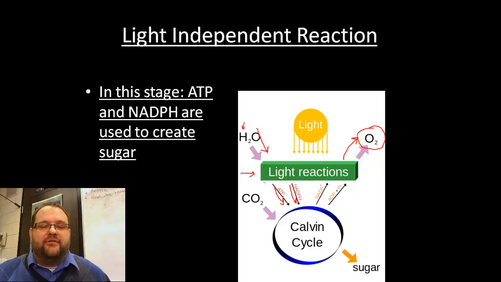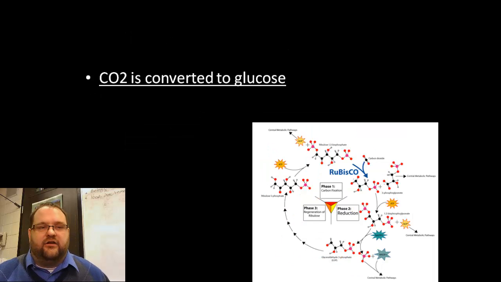But where we really left off is this idea. The whole purpose of the light reaction was to generate energy. The light reaction is a generator. It generates ATP energy and NADPH energy. And that energy goes in to power this Calvin cycle, also known as the light-independent reaction. In the Calvin cycle, we take that energy that we created, and we turn carbon dioxide into sugar.